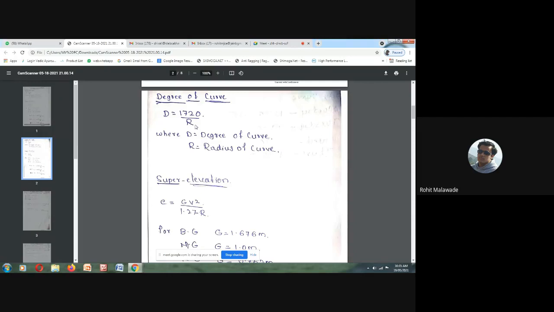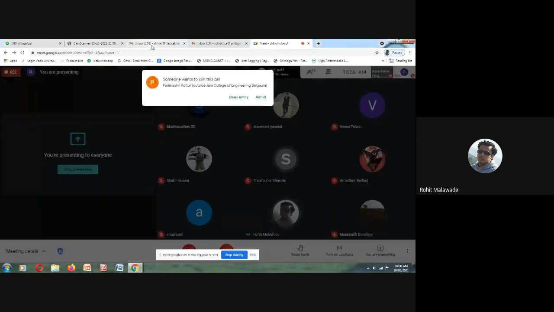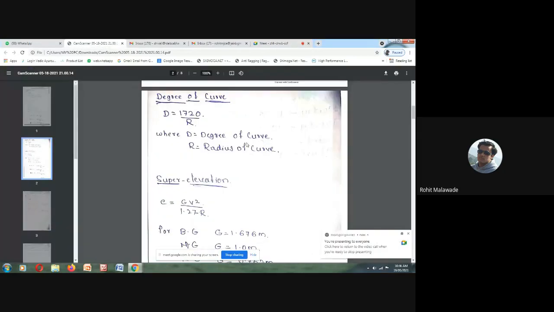Or sometimes the degree of the curve will be given, and then we need to find out the radius of the curve. So to find either the degree or the radius, we will be using this particular formula. You need to remember this formula in order to solve some of the problems.